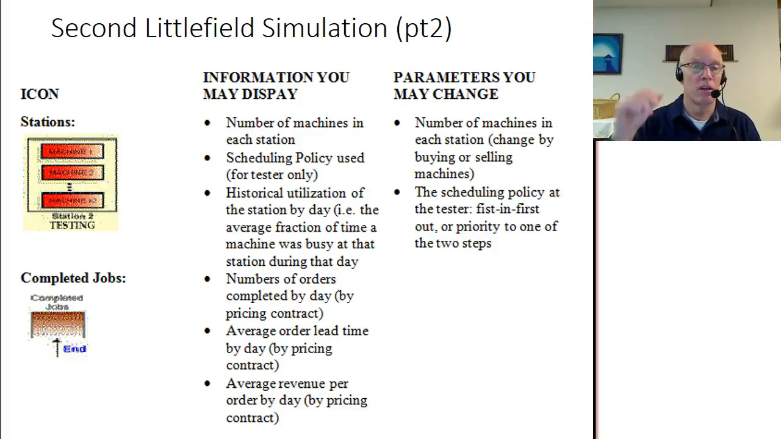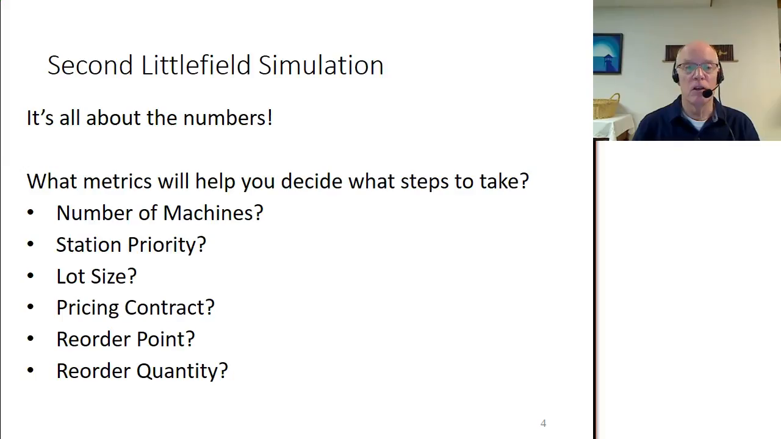So to summarize, you can change number of machines, buy them, sell them, just like you could last time. You could change that prioritization going into station 2, just like last time. The difference is, this time, you can change your material going in and coming in for your warehouse based on your reorder point and reorder quantity, and you can also change your contract with your customers. So it gives you a few opportunities. Again, what are you going to do? These are the changes. What metrics?